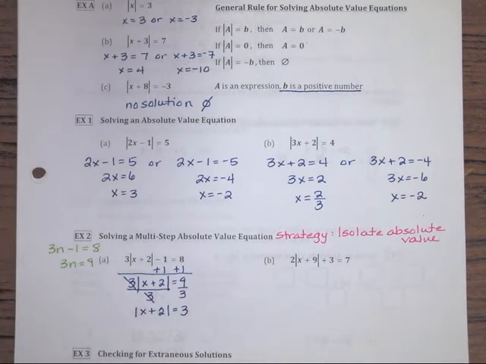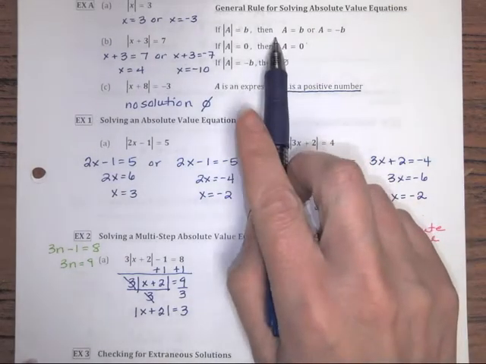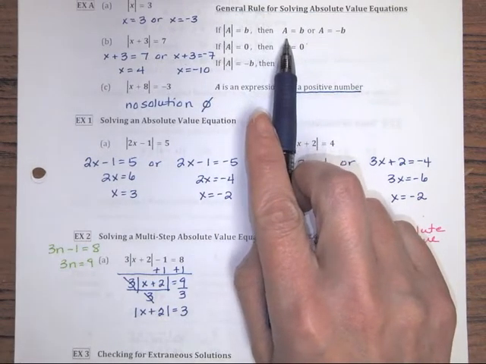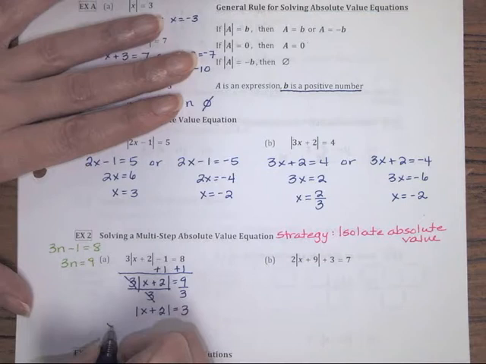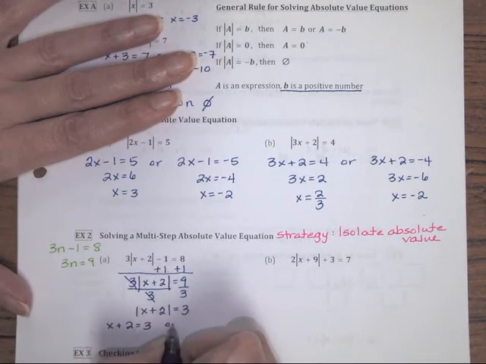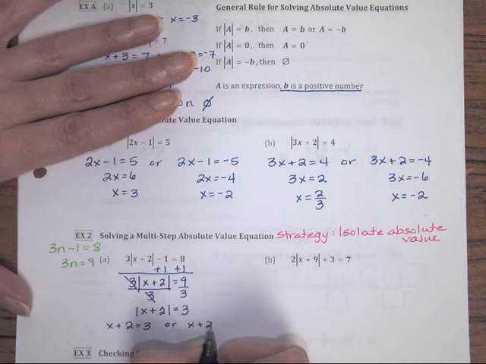So what you're going to do at this point is go back to the general rule. You have absolute value equals a positive number, so we're going to go up here to absolute value equals a positive number, and you're going to write two equations. So our two equations are x plus 2 equals 3, or x plus 2 equals negative 3.